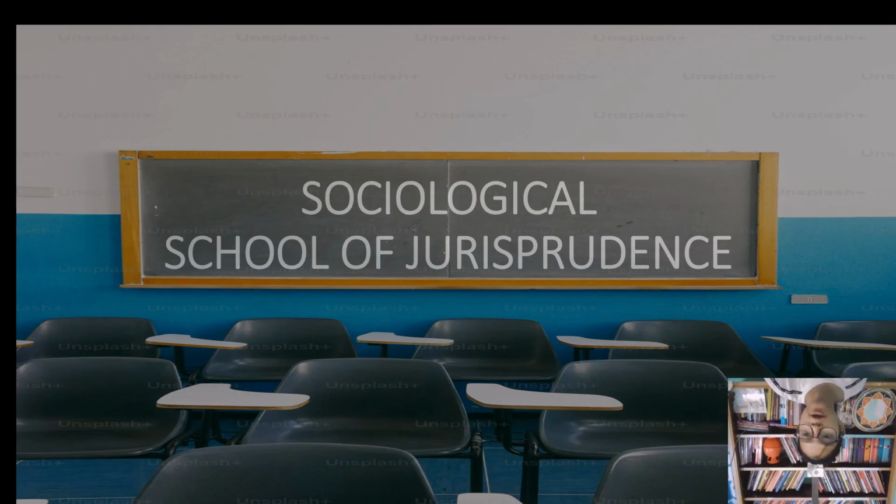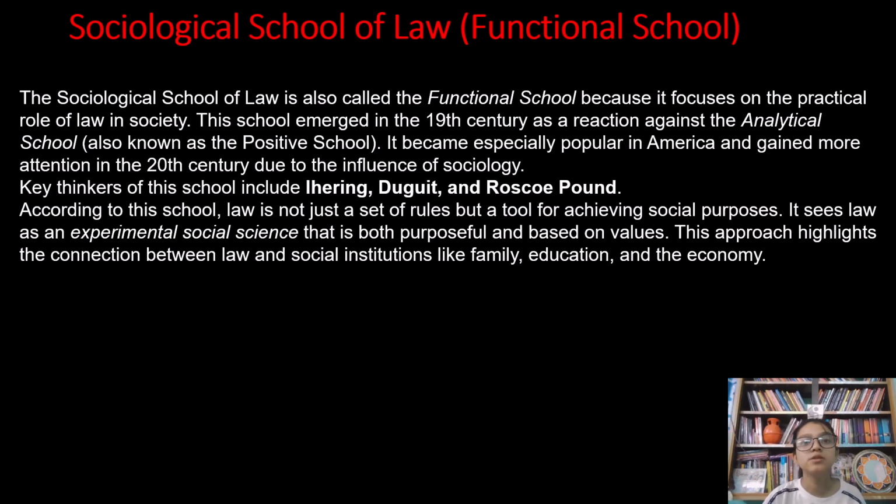So let's get started. We are moving towards the slide which talks about the Sociological School of Law, which is also known as functional law. Now, after reading this para, we will know why it is known as the functional school. The Sociological School of Law is also called a functional school because it focuses on the practical role of law in society. So, just because of this very reason, the Sociological School is also known as the functional school, because it focuses on the practical role of law in society rather than any imaginary thing.